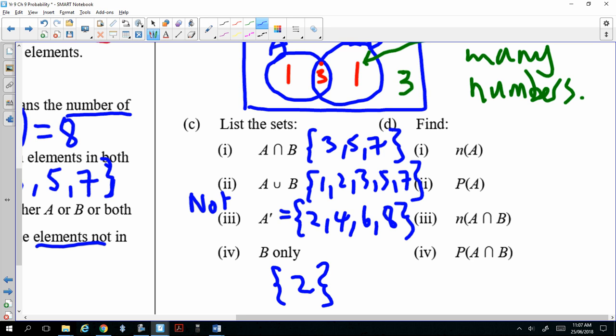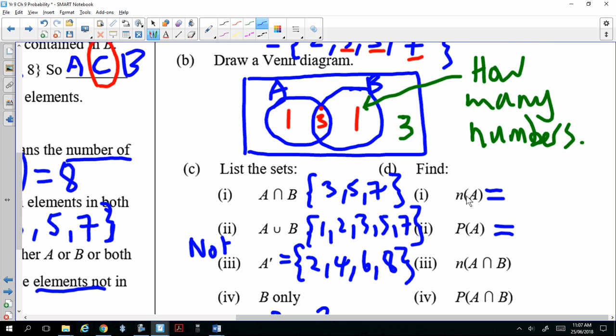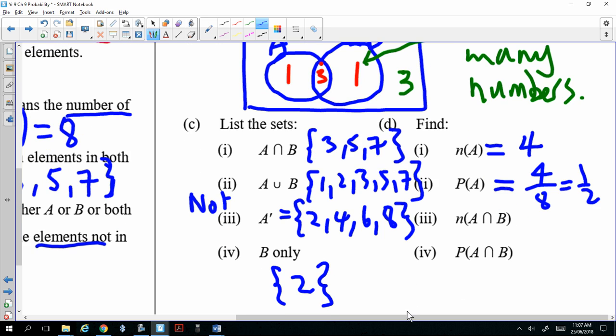Okay, n(A), how many in A? 4. What's the probability of A? It will be 4 out of 8, which is half. See the difference between n(A) and P(A). P(A) means probability, n(A) means how many. And how many in A and B? 3, right? There's 3 numbers. And what's the probability of that? 3 out of 8. Get the idea? So it's very easy. You just have to get used to the notation.